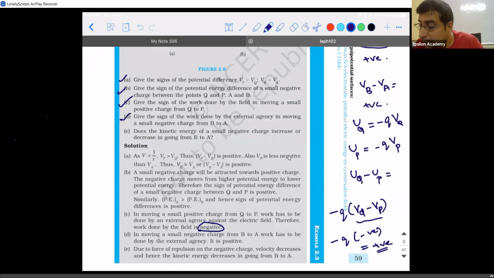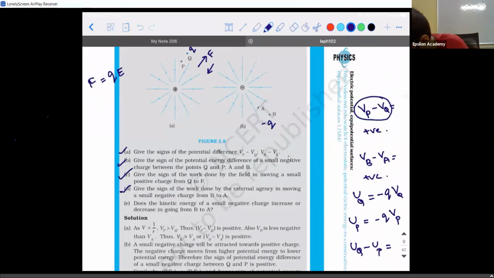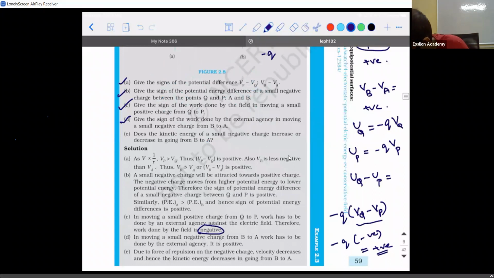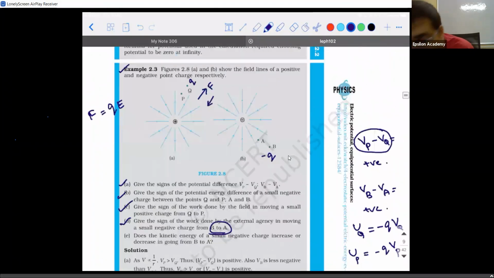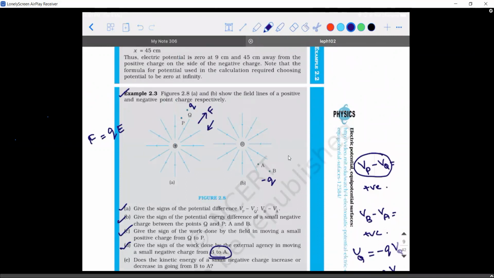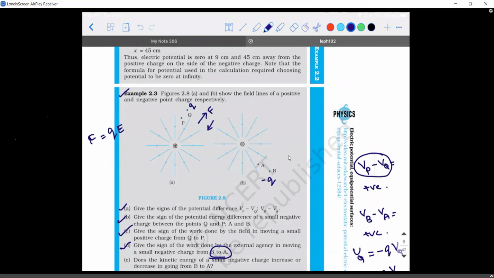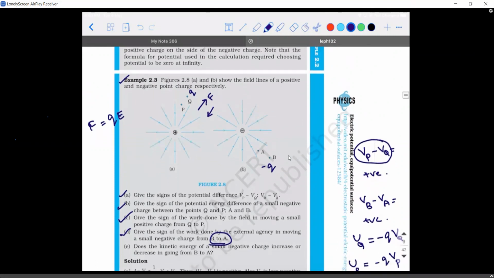Fourth one. Give the sign of the work done by the external agency in moving a small negative charge from B to A. So I have a negative charge here. So you should always be very careful with the question. Okay, negative charge is moved from where to where? It is moved from B to A. Okay. So what is... Negative only. Sir, but it's like charges, sir. Force in opposite direction, sir. Displacement and force. See, that is where you are getting confused.